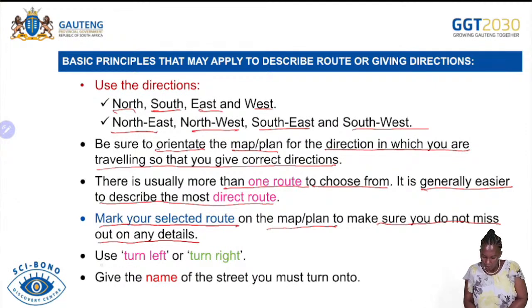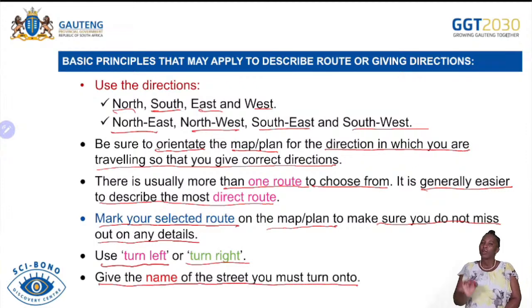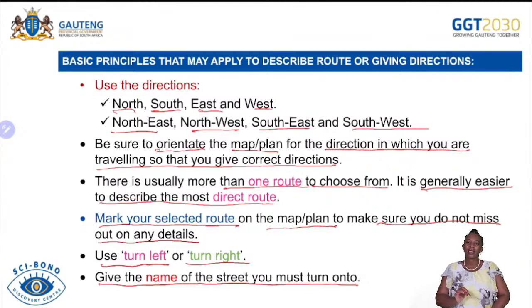So now we also use the words turn left and turn right, and give the name of the street you must turn onto. Remember, you don't just say drive straight, straight, straight, and then at the robots you turn to the left, and I don't know the name of the street. You must tell me, when I turn to the left, what is the name of the street? Barbecue Downs or what? Then as I'm coming, I say, oh, okay. They said I must pass how many robots? 1, 2, 3 robots, and on the 4th robot I turn to the left. And then on my left, it will be Barbecue Downs.